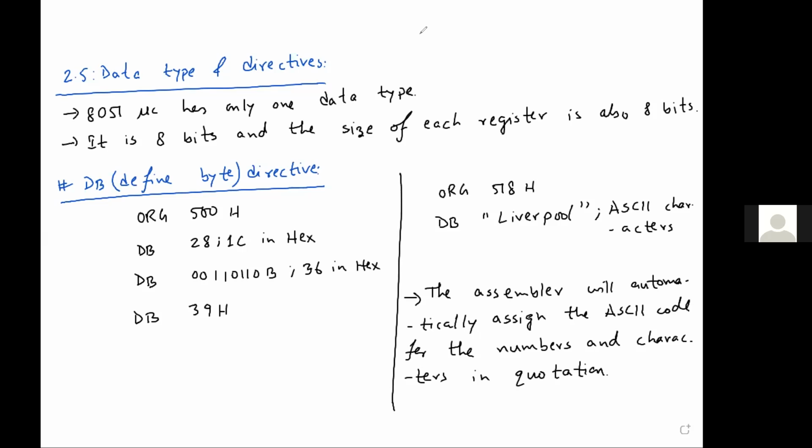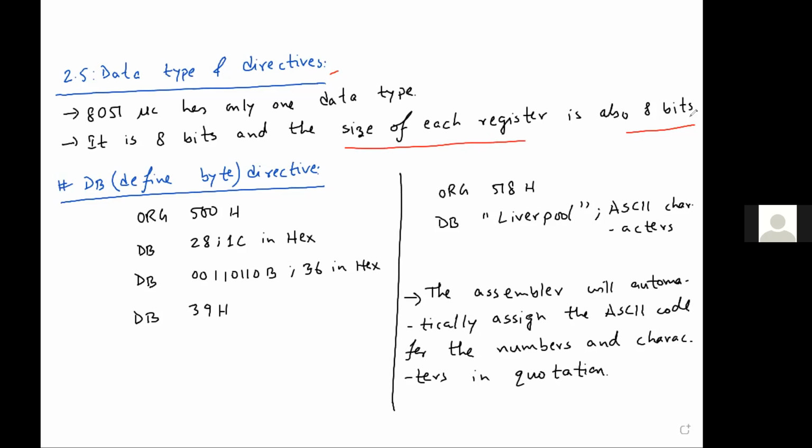So now we will discuss some of the directives. About the data type, your 8051 has only one data type, which is 8 bits, and the size of each register is also 8 bits. Now we know that we have seen some 16-bit registers like the data pointer or the program counter. But when we say that the size of each register is 8-bit, it basically means the registers which are accessible to the user or programmer. So as a programmer, the registers that we can normally access are all 8 bits in size.